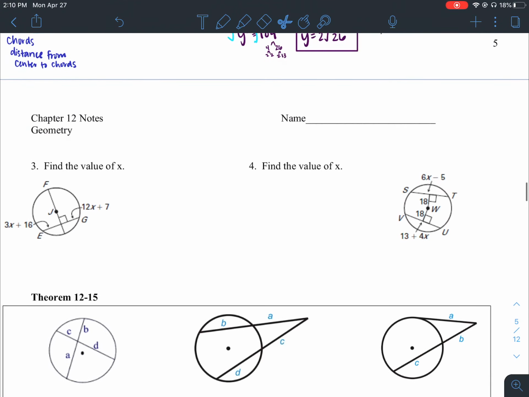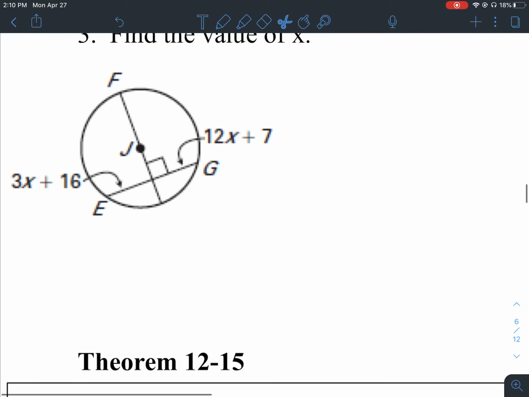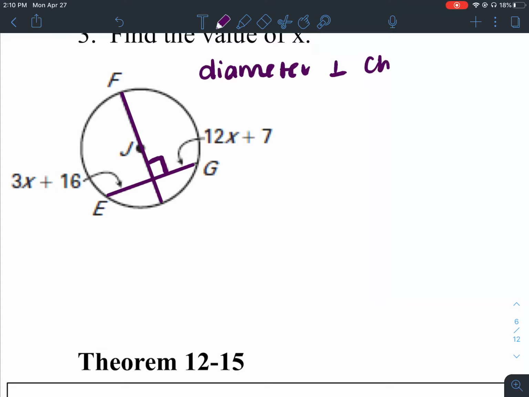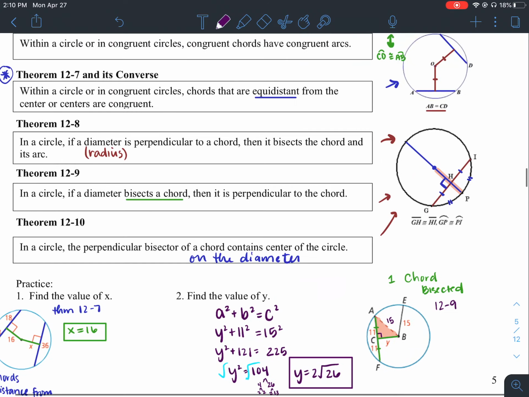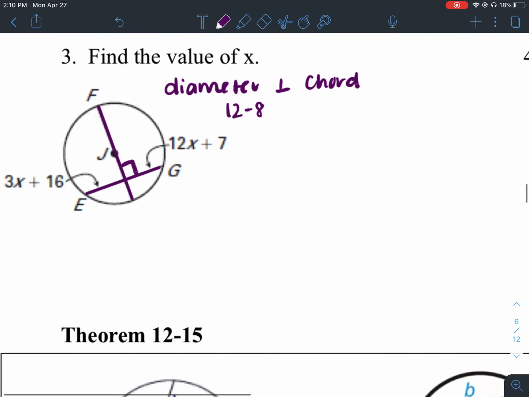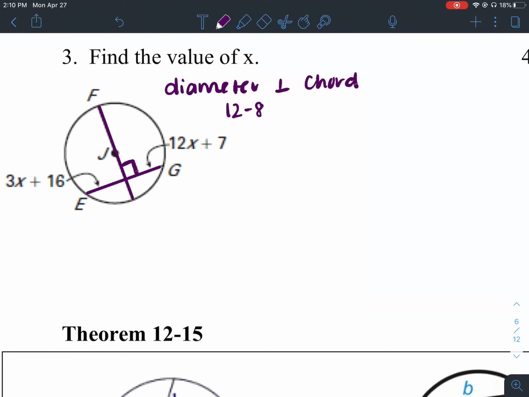But if I go to the next two problems, 3 and 4 here, if I start with 3, again, I have this diameter, and this diameter is perpendicular to a chord. So a diameter perpendicular to a chord sounds a lot like theorem 12(8). I'm actually going to double check that it is 12(8). There we go. Diameter perpendicular chord is theorem 12(8). That means my chord is bisected, or 12x plus 7 equals 3x plus 16.